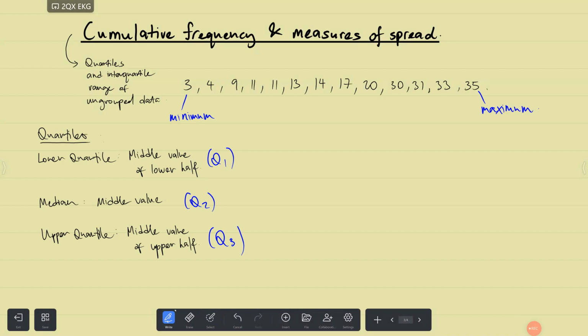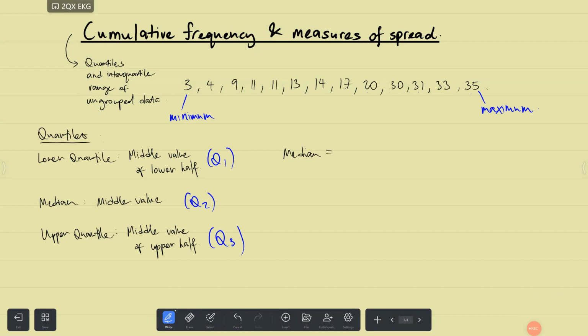Some work has to be done to this data set to understand how we can find our Q1, Q2, and Q3. Of course, we already know how to find Q2 from what we learned earlier. To find the median, you have to count the number of items in the data set. 1, 2, 3, 4, 5, 6, 7, 8, 9, 10, 11, 12, 13.